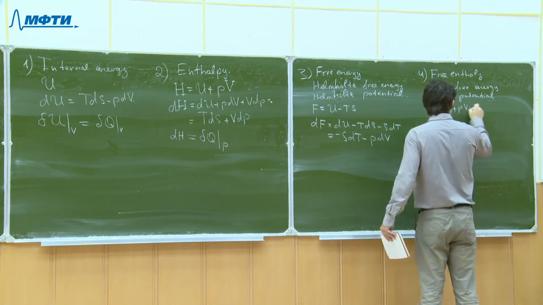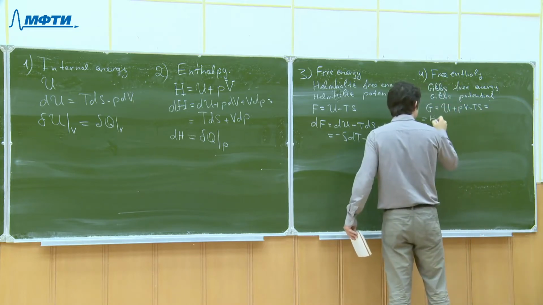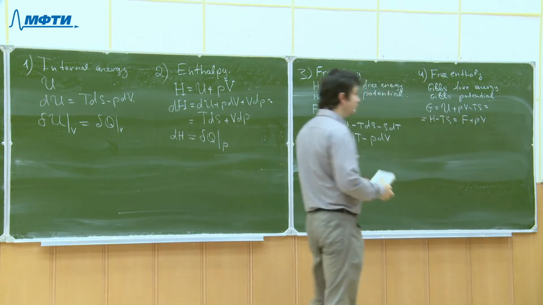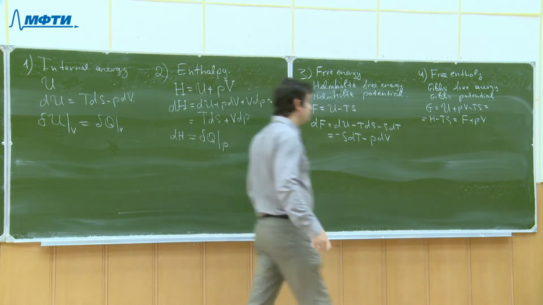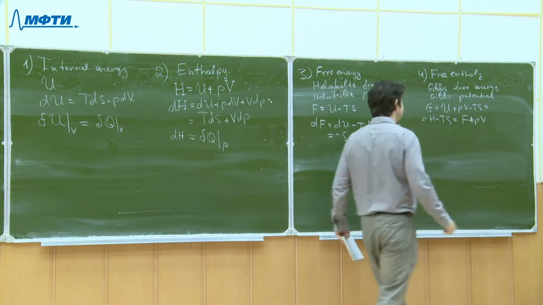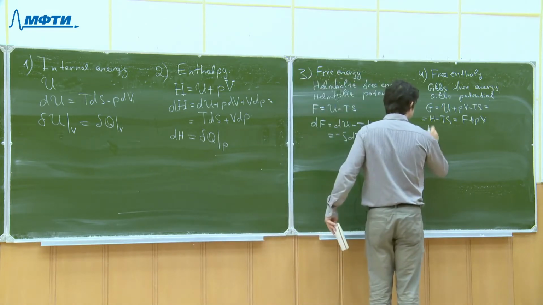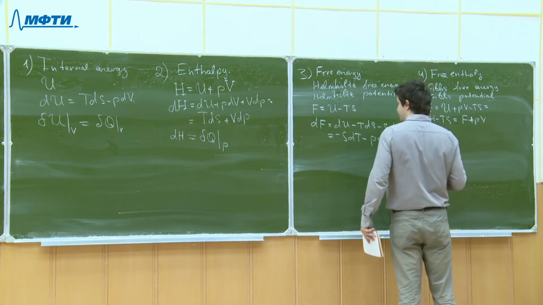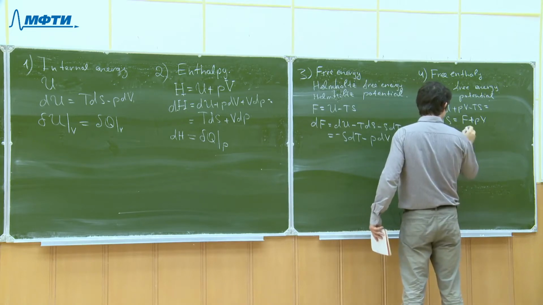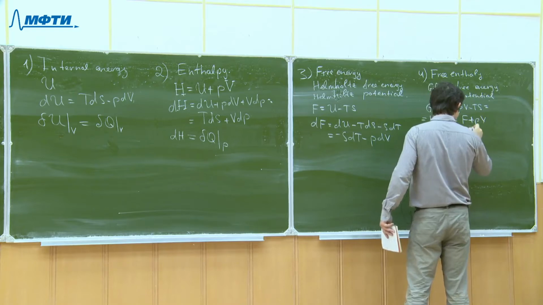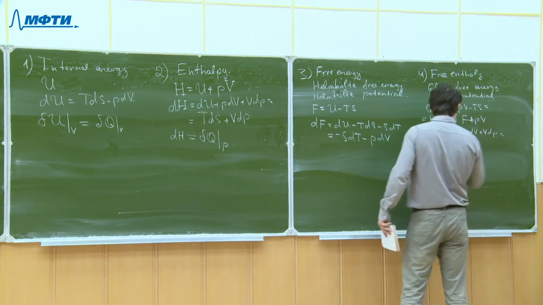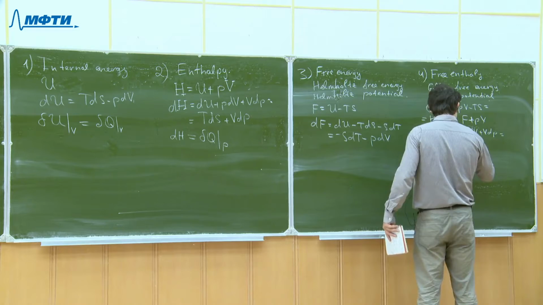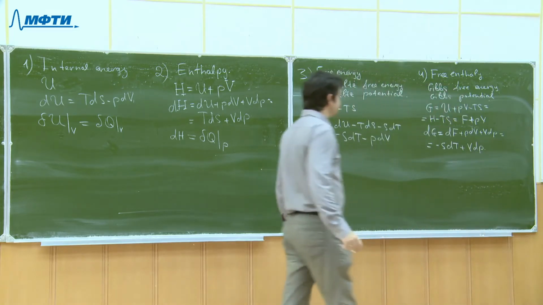U plus PV minus TS, or equivalently H minus TS, or equivalently F plus PV. So all of this are exact identities. And if I write the differential of this thermodynamic potential, then that would give me the following. Okay, let's start from this one: dF plus PdV plus VdP. So after I insert this F here, that would give me minus S dT plus VdP.